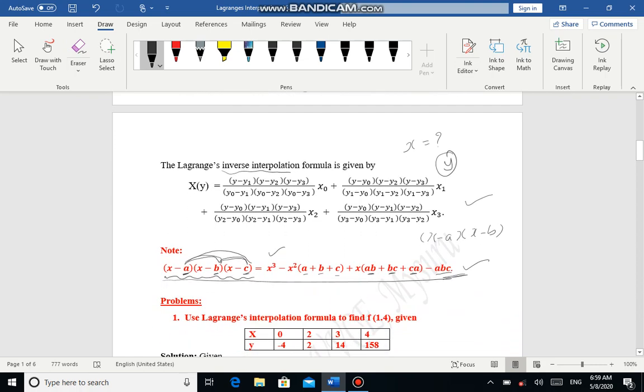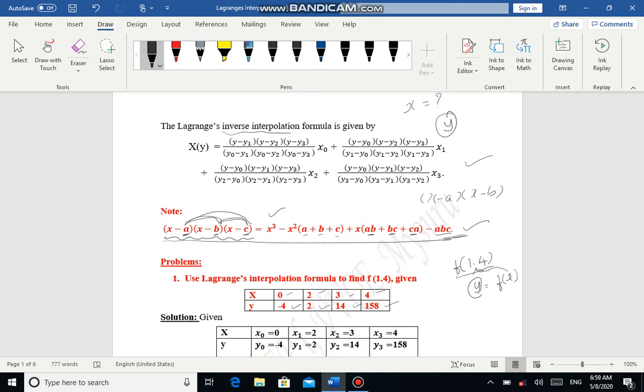Now observe here. Use Lagrange's interpolation formula to find f of 1.4. We know that we always represent functions in the form y is equal to f of x. Find f of 1.4 is nothing but find y when x is equal to 1.4. Okay, so this is the given data. Here they have given some values of x: 0, 2, 3, 4, and corresponding values of y also: -4, 2, 14 and 158.